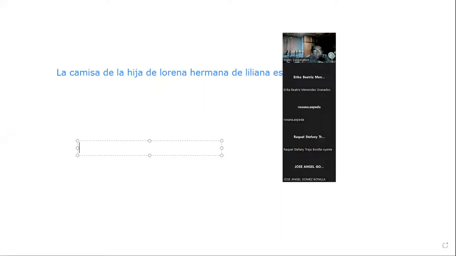Liliana's sisters, daughters, here. The daughters of Liliana's sisters. Liliana's sister, daughters. The t-shirt is pink. ¿Por qué? I have a question. Yes.